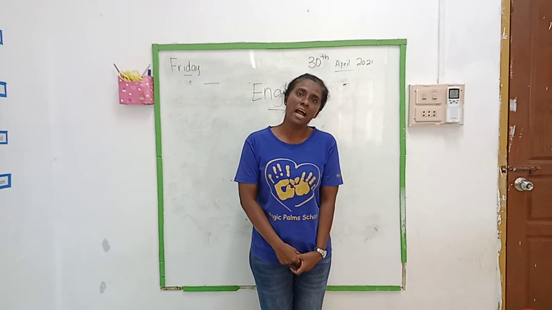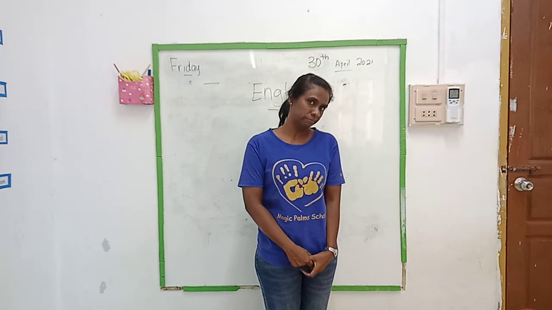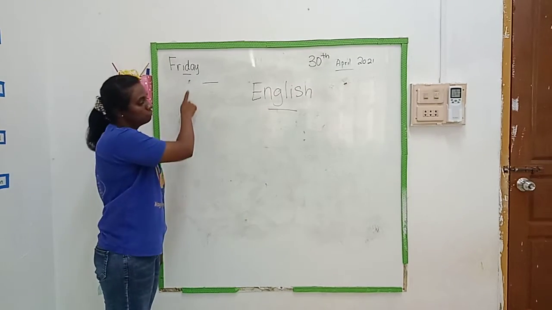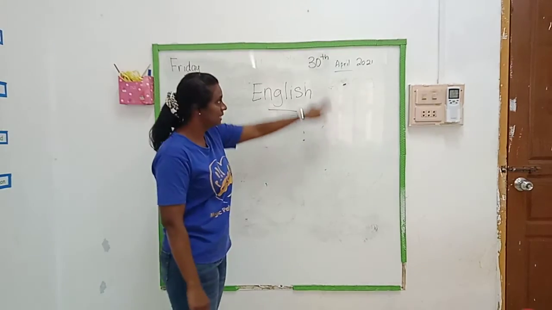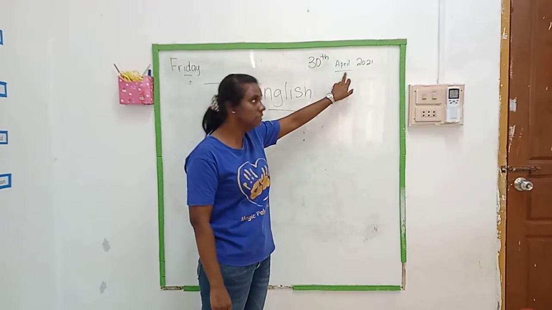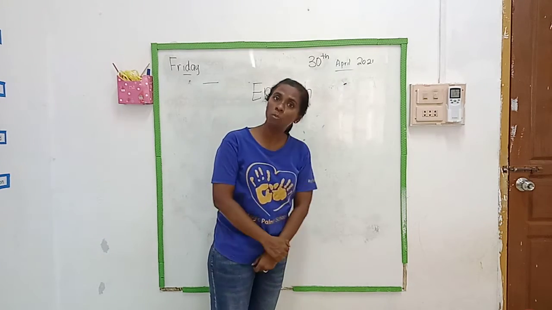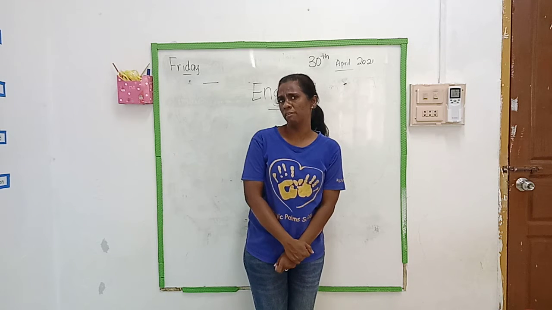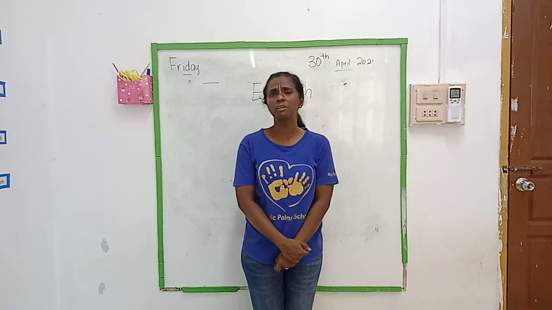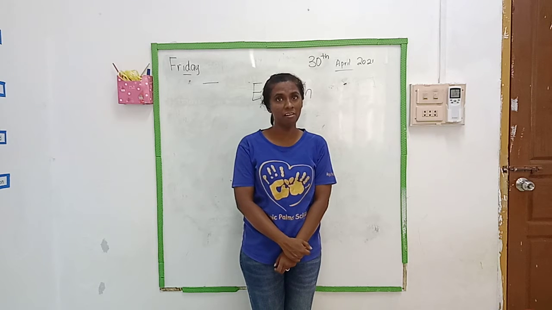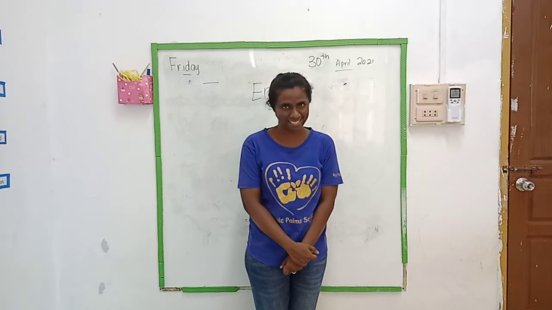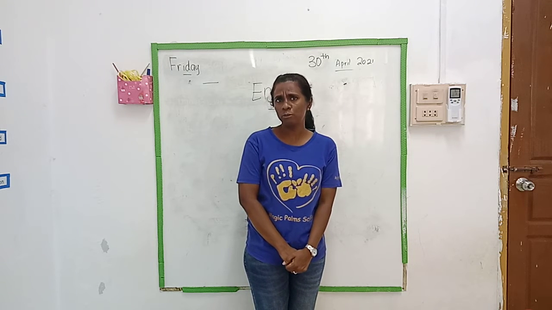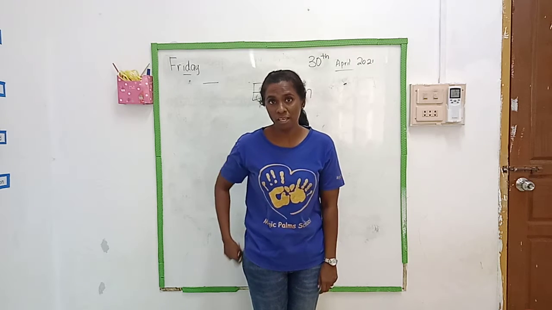Alright children, what day is today? Today is Friday. Very good. Today is Friday and it is 30th of April 2021. Okay, very good. Alright, today what are we going to learn in our English class? I think we will do revision on letter R and letter S. Teacher just wants to make sure you all still remember the sound and the name of the pictures.